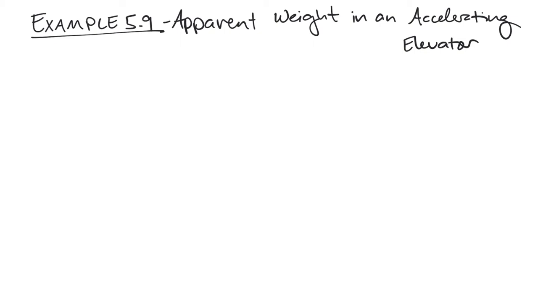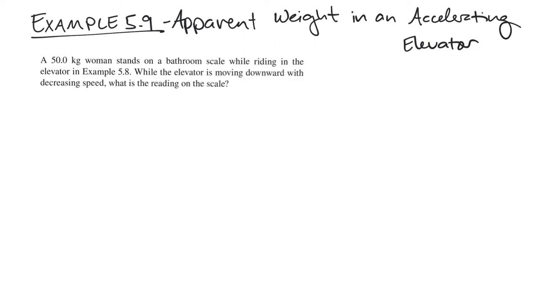The question says, a 50-kilogram woman stands on a bathroom scale while riding in the elevator in example 5.8. You can go look at 5.8 for the information about that. I'll pull it in as we go. While the elevator is moving downward with decreasing speed, what is the reading on the scale? Some things we know from the other question: the elevator and its load have a combined mass of 800 kilograms.